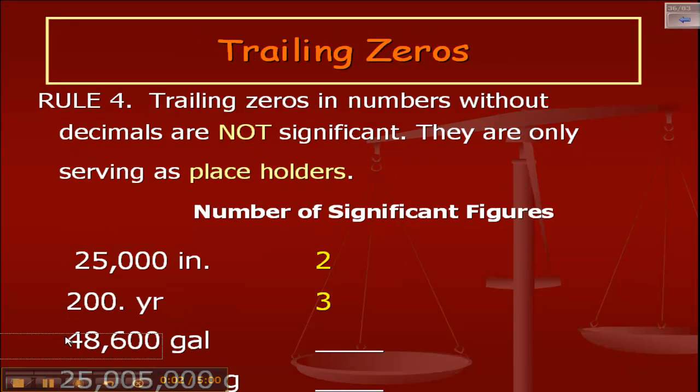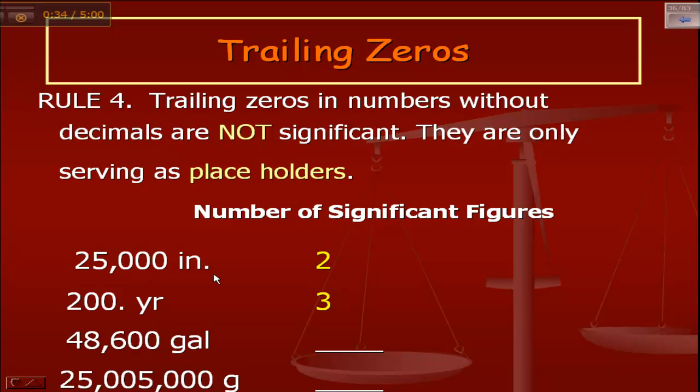Our next rule has to do with trailing zeros. Now, trailing zeros are placeholders. Again, these are numbers that you would not include if you wrote it in scientific notation. So 25,000 inches, these 3 zeros here are trailing zeros. We don't know exactly what this number is. Kind of like when you have change in your car, you might say, oh, I have about $2, but of course you don't have exactly $2. All right, so these zeros are not significant.